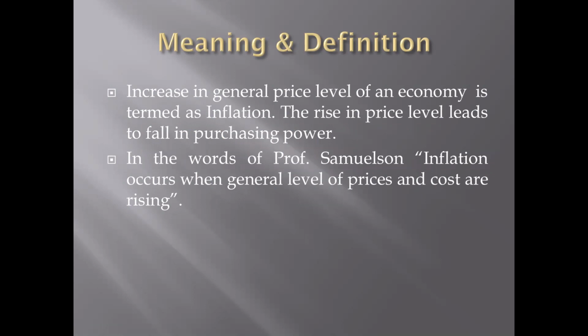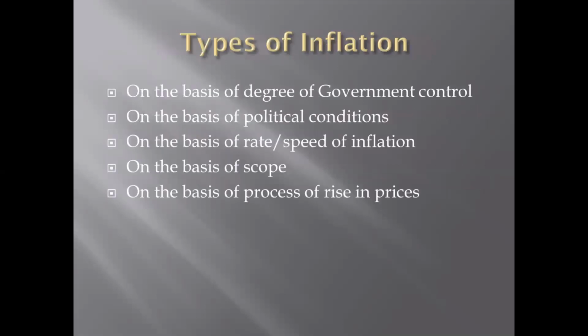That means people with a fixed income will be highly affected by the price level increase because their real income will fall. Then, in the words of Professor Samuelson, inflation occurs when the general level of prices and costs are rising. Then what are the types of inflation?